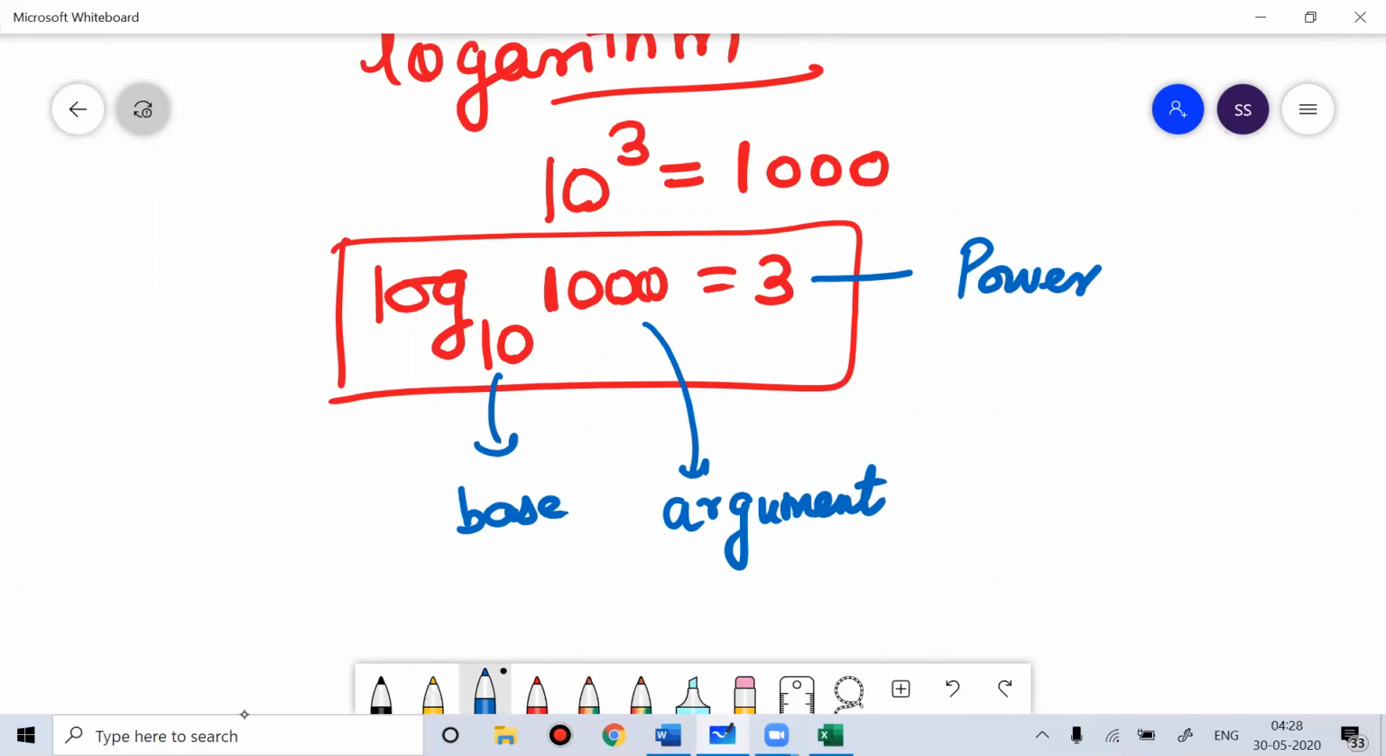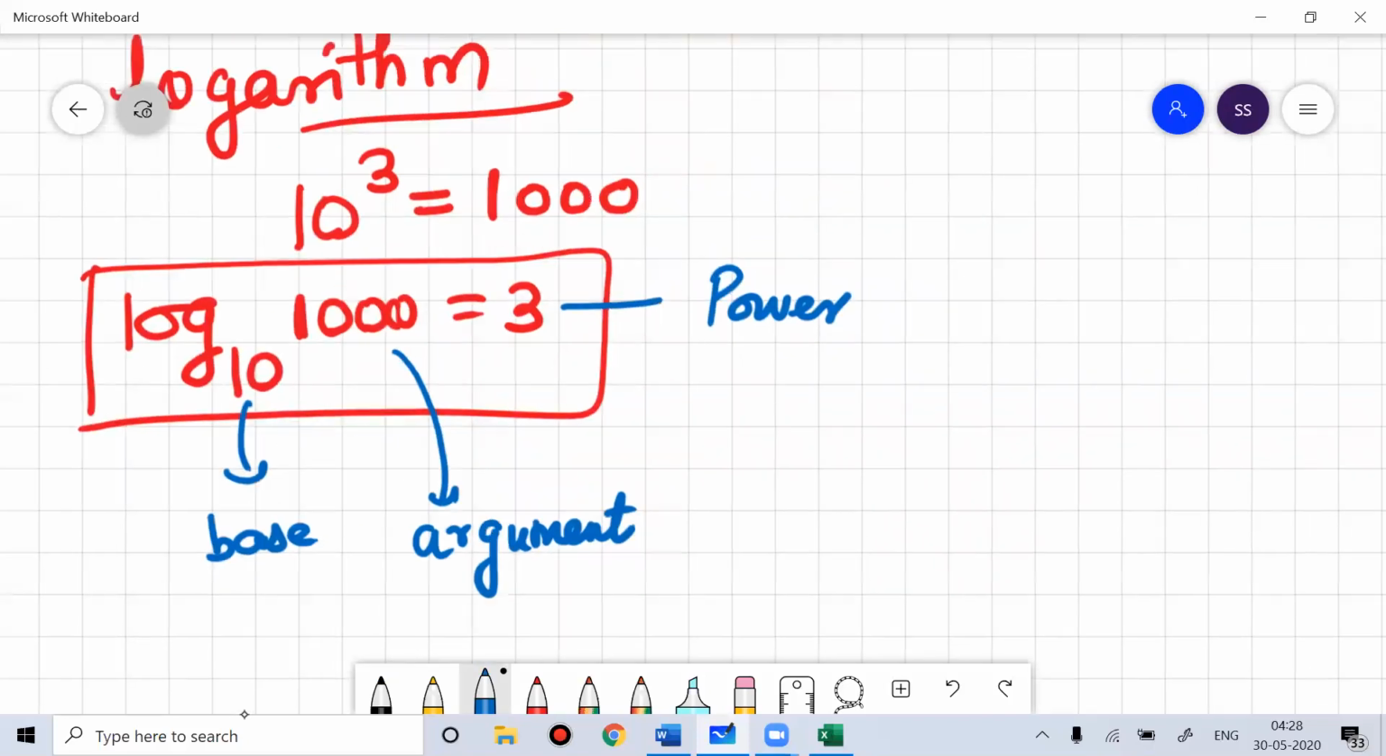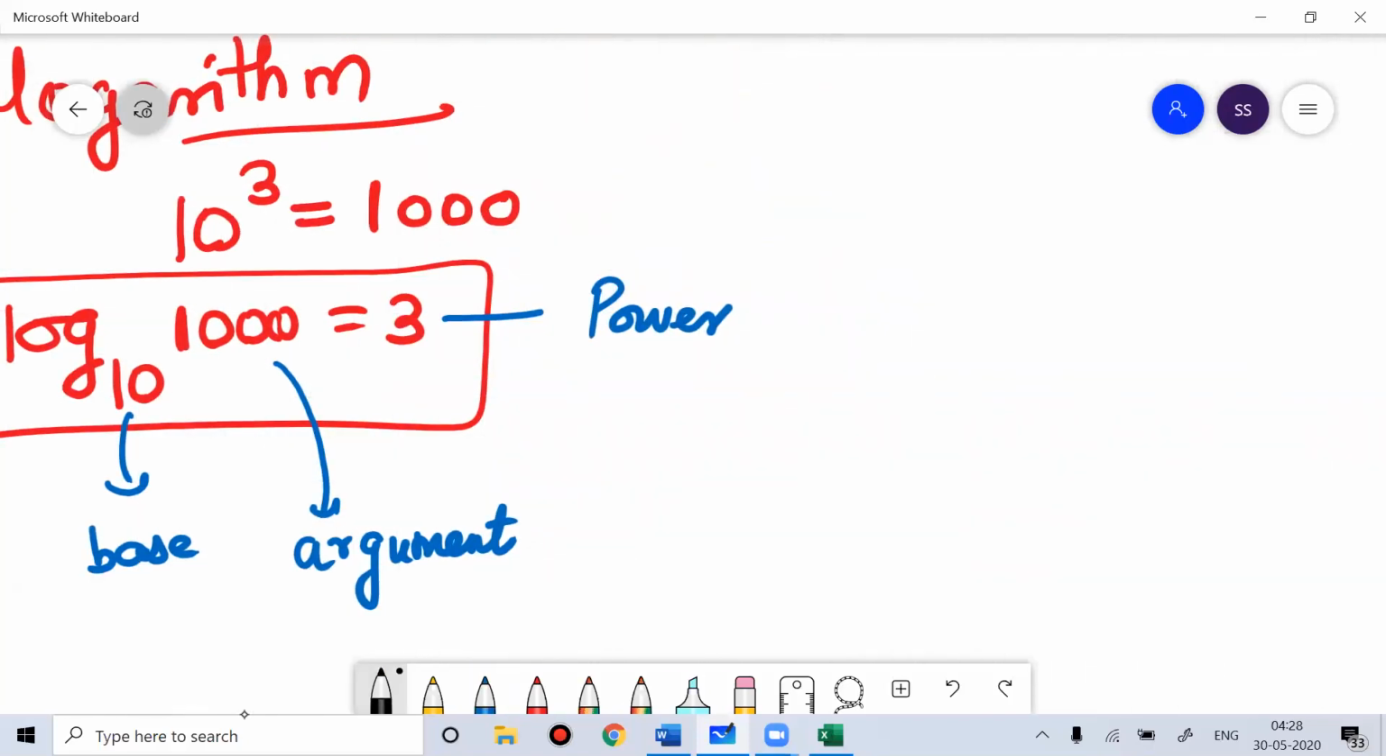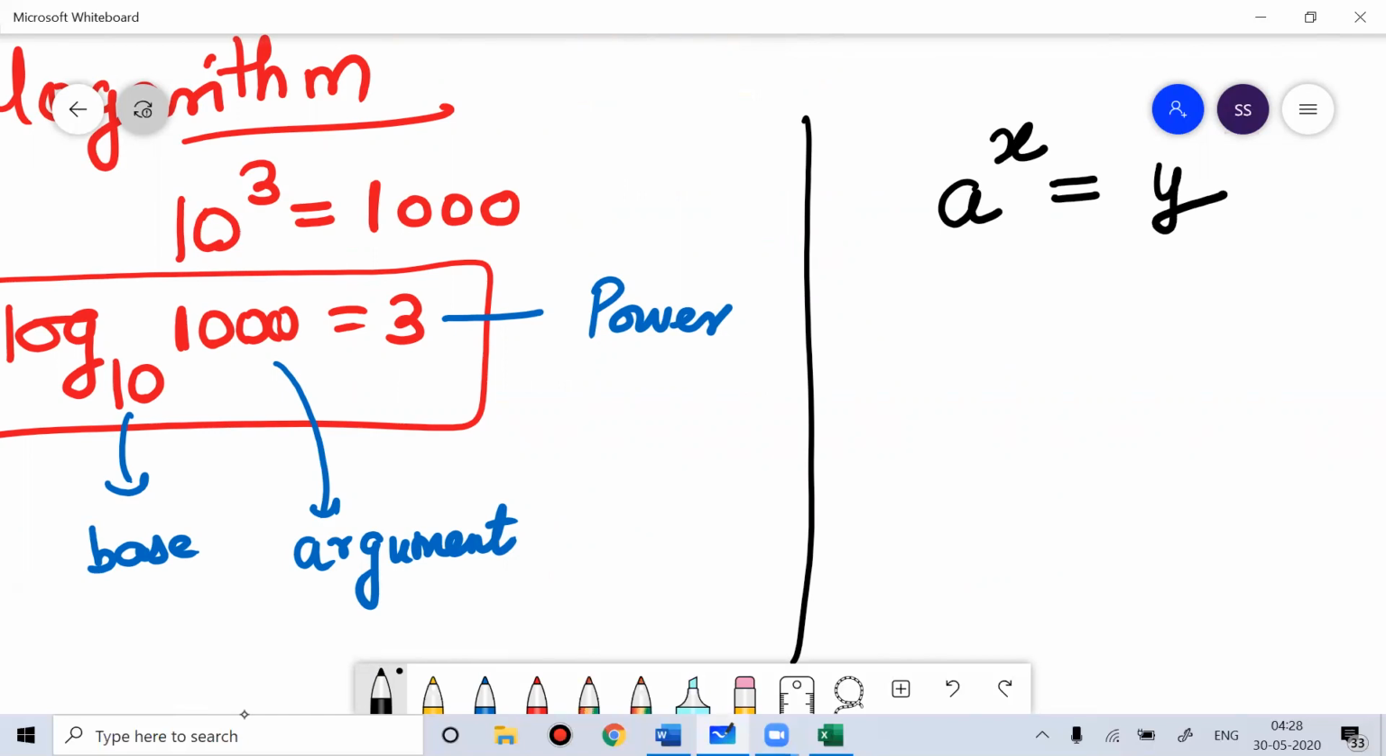So whenever we have a number and we are expressing it, suppose a to the power x is equal to y. Suppose there's a number written like a to the power x equal to y.